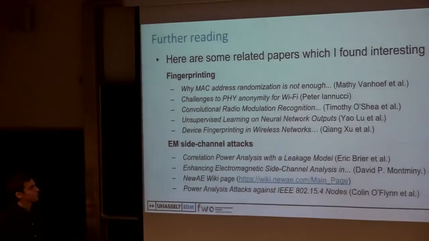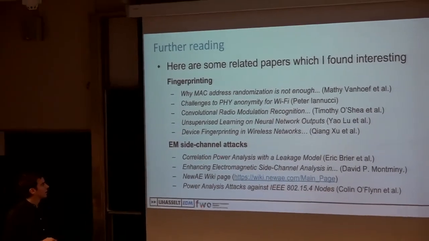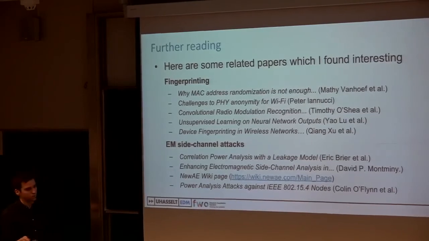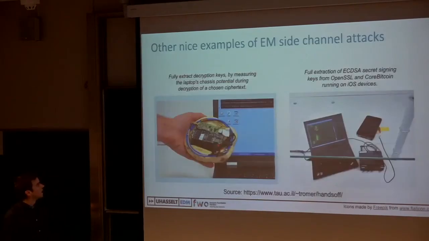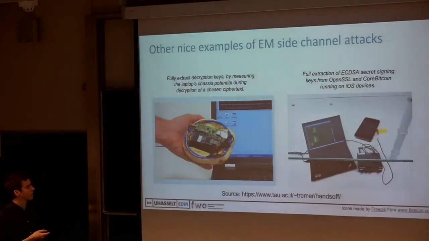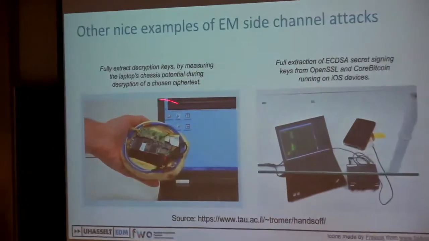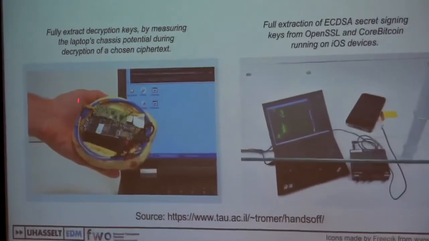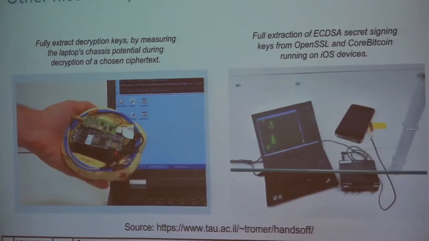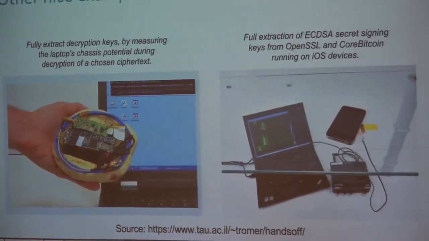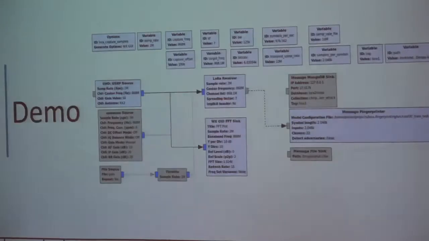Here are some other related papers which I found interesting about fingerprinting and side-channel attacks, so feel free to check them out as well. And then there are some nice examples that I found online from another university in Israel. What they did is they can fully extract the decryption keys by just holding a pita close to a laptop, so that was kind of cool. And the same for iOS devices, for example.